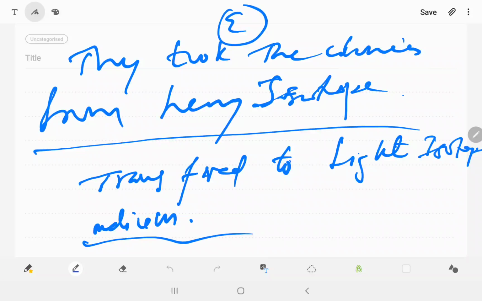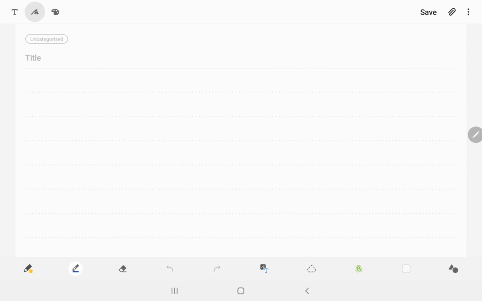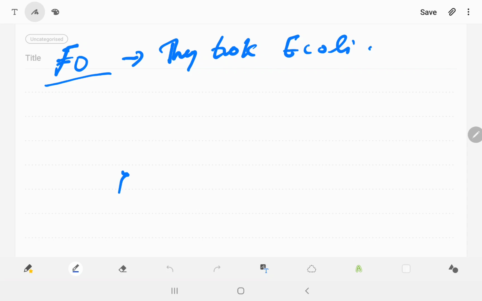Now what they did is, they took a sample from each generation. The first sample they took, they called the F0 generation. What was the F0 generation? They took an E. coli sample from the medium containing heavy isotope. That was just before placing into the light medium.